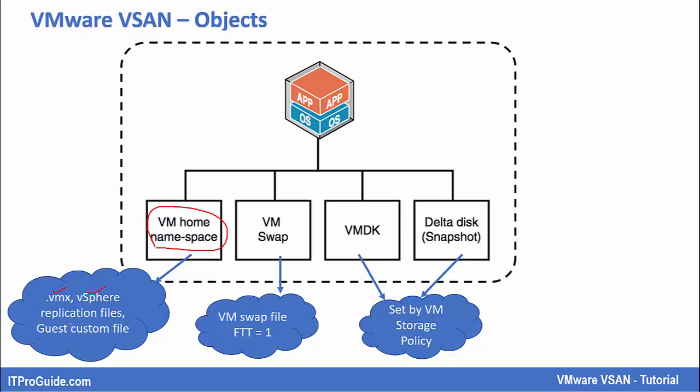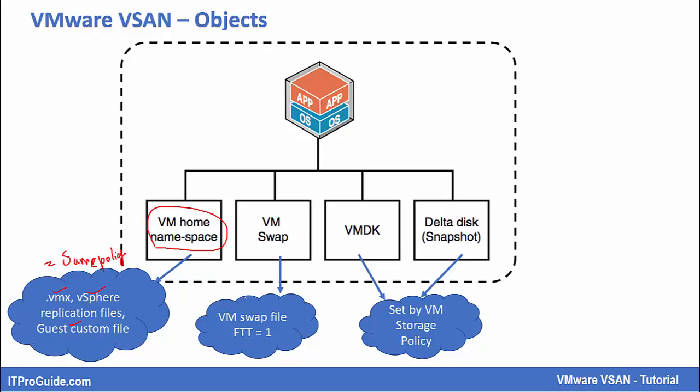So VMDK is an object and VM home namespace is an object. Whatever you apply for a VMDK, the same will apply for your VM home namespace. So if you apply FTT equal to 2, then the same FTT equal to 2 will apply for the VM home namespace object also.